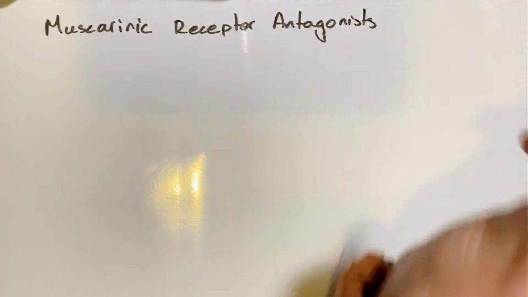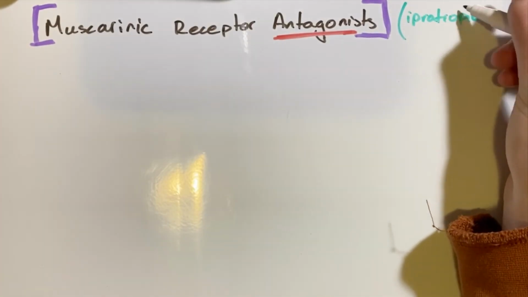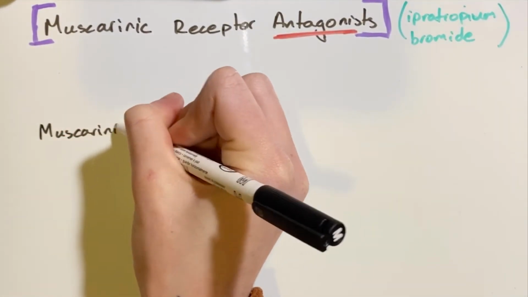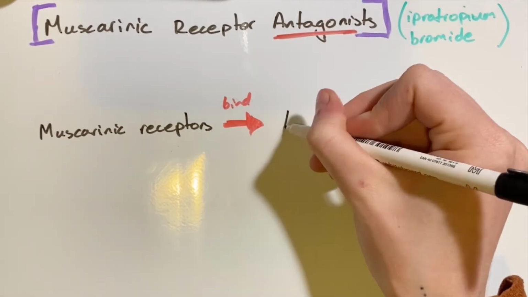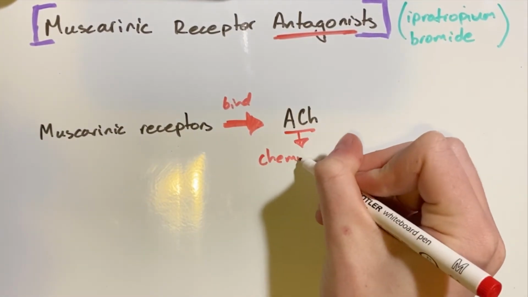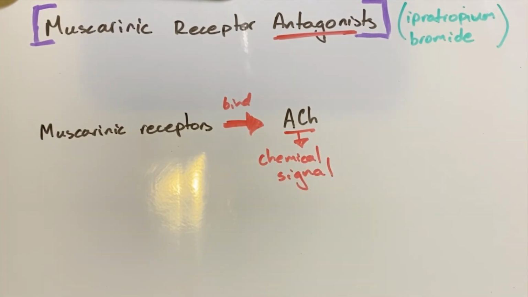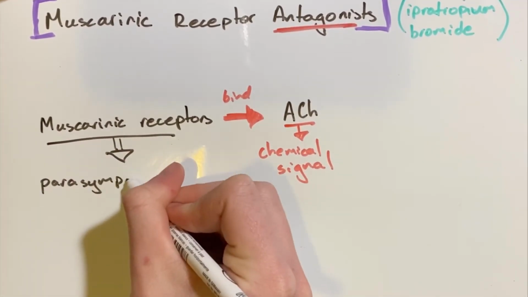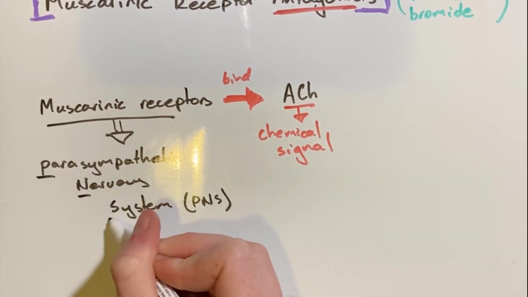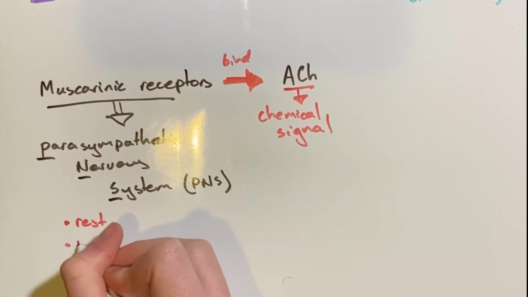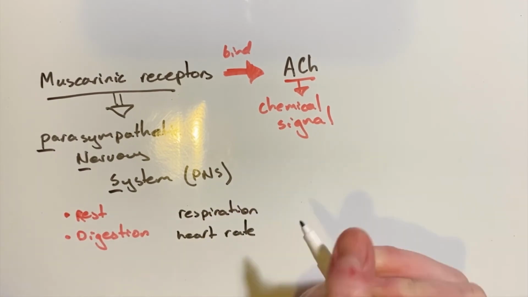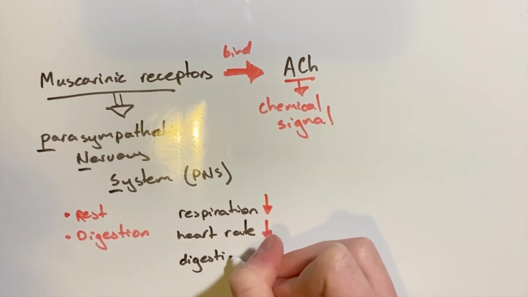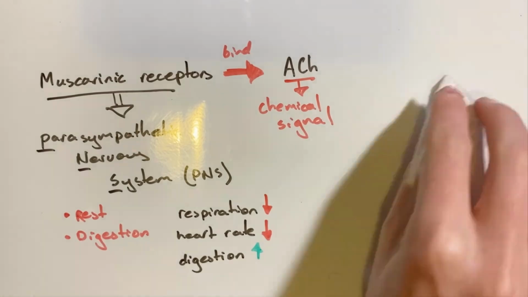Muscarinic receptor antagonists, such as ipratropium bromide, bind to muscarinic receptors, which are a type of G-protein coupled receptor, which bind acetylcholine, a chemical message used to communicate between the brain and the body. These receptors are innervated by the parasympathetic nervous system, the nervous system which is responsible for rest and digestion. This means that when activated, the parasympathetic nervous system decreases respiration and heart rate and increases digestion.